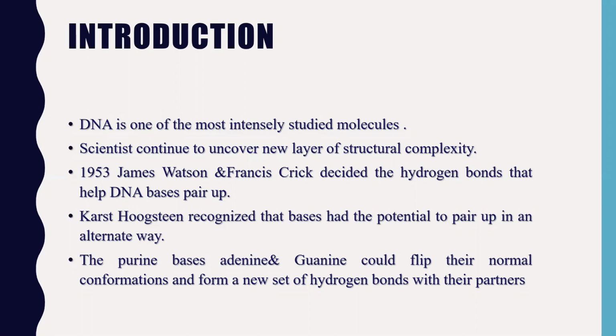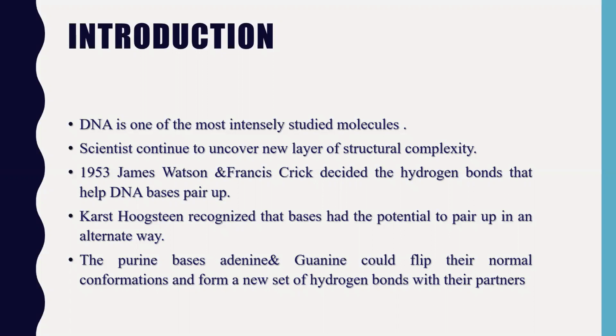So as we all know, in the year 1953, James Watson and Francis Crick developed the hydrogen bonds that help DNA base pairing. After a decade, it was Karst Hoogsteen who recognized that bases had the potential to pair up in an alternate way. That's interesting. Now, how were they able to do it? The purine bases, that is the adenine and guanine, would flip their normal conformation and form a new set of hydrogen bonds with the partners.